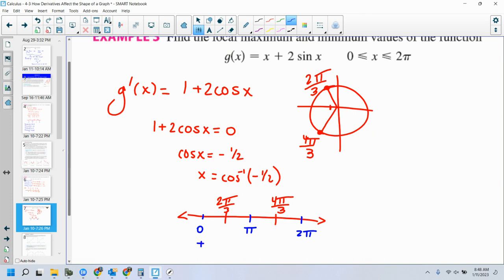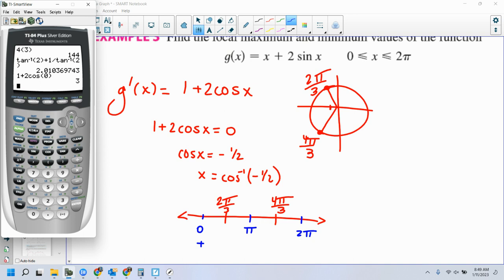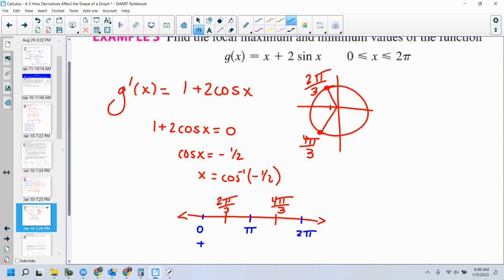What do you think is going to happen at pi? Positive or negative? Negative. Let's double check. 1 plus 2 cosine pi. Yep, negative. What do you think is going to happen at 2 pi? Positive. Well, because it's the same as 0, right? It's going to come out as 3.